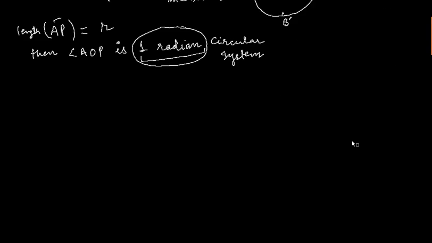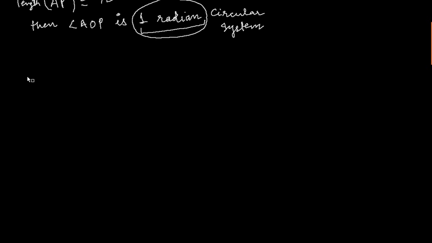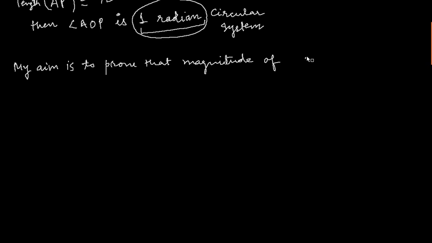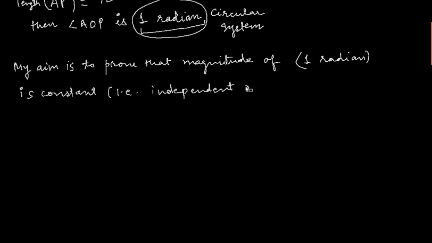For that we need three things. My aim is to prove that the magnitude of this angle, 1 radian, is constant, that is, independent of the circle. Whatever circle you take, it is independent of the circle. This is what I want to prove.